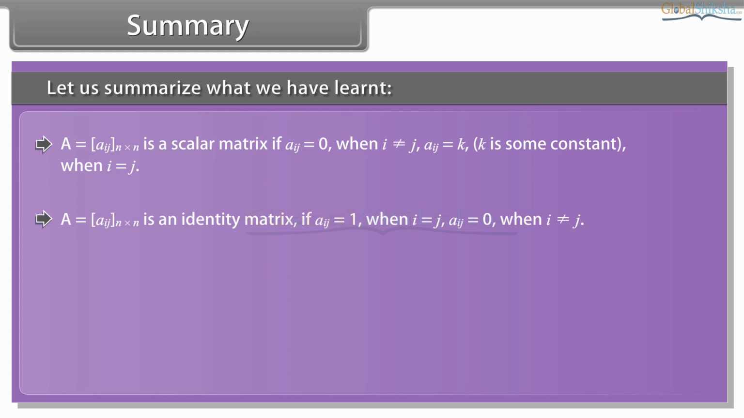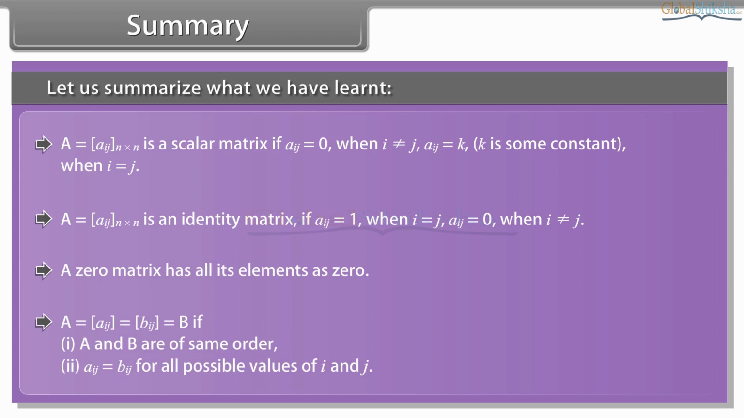if a_ij is equal to 1 when i is equal to j, a_ij is equal to 0 when i is not equal to j. A zero matrix has all its elements as 0. A = [a_ij] is equal to B = [b_ij] if A and B are of the same order, and a_ij is equal to b_ij for all possible values of i and j.